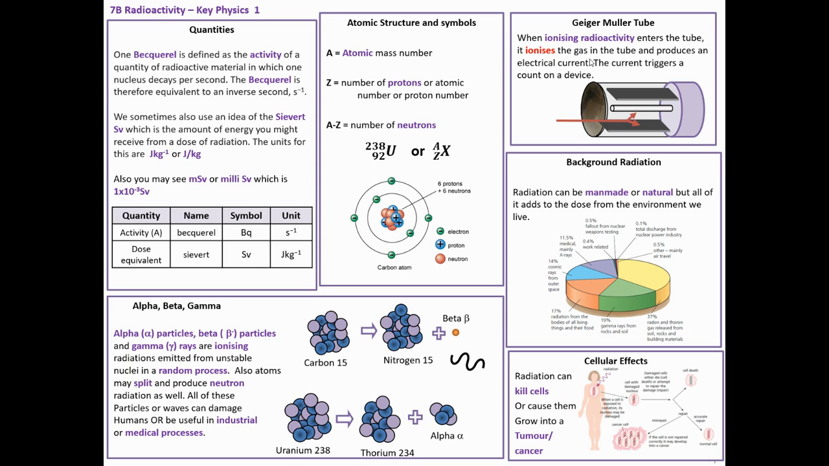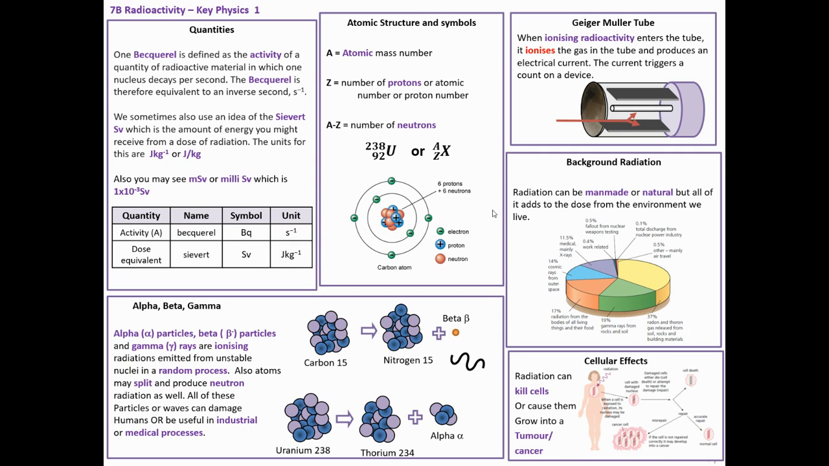Geiger-Müller tubes then. So what do they do? Well, they detect ionizing radiation. It enters a tube through a thin mica window. It ionizes gas and that produces an electrical current which triggers a count on a device. And you've got a difference in potential, maybe 400 volts, between the electrode in the middle and the outside. That's what helps to trigger off that count.